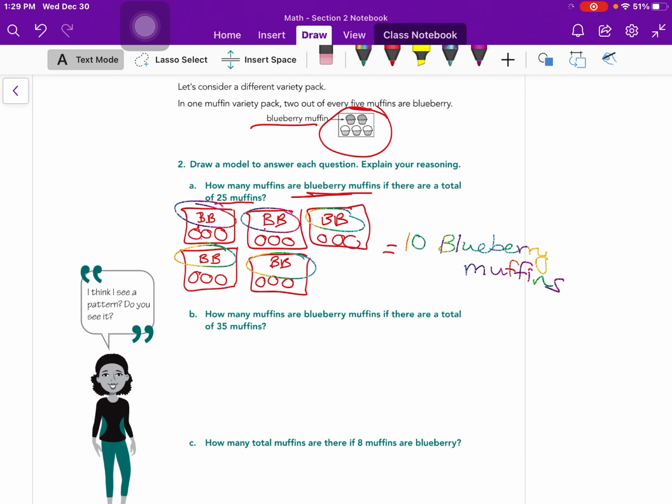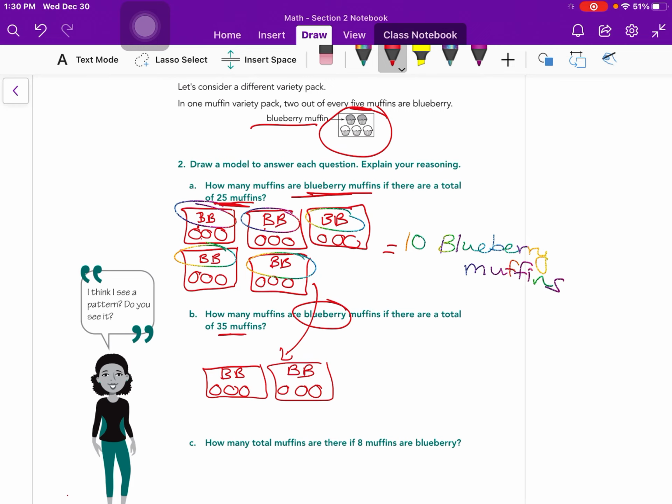Second question asks, how many muffins are blueberry if there's 35 muffins? So now instead of 25, there's 35. Rather than draw it all again, I'm going to cheat a little bit and steal this picture. So that's 25. Another 5 would be 30. Another 5 would be 35. So that's a total. Remember, I have blueberry, blueberry, blueberry, blueberry.